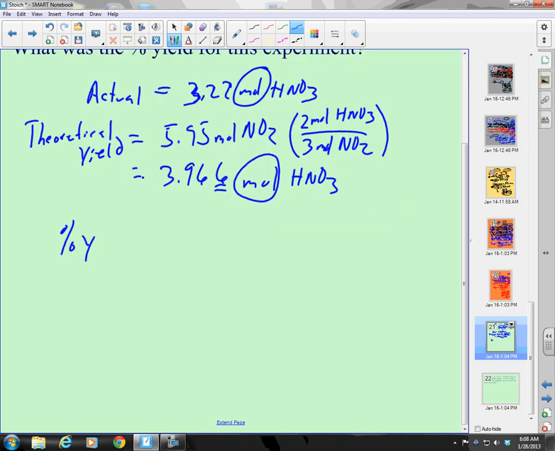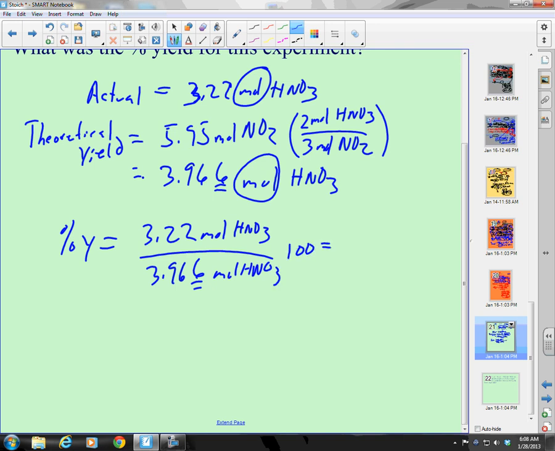So percentage yield is going to be equal to what? My actual 3.22 moles of HNO3 over my theoretical 3.966 moles of HNO3 times 100. And what do I get? Here we go. 3.22 divided by 3.966 times 100. And I get 81.2% when I round it to 3 sig figs. That's all there is to it.